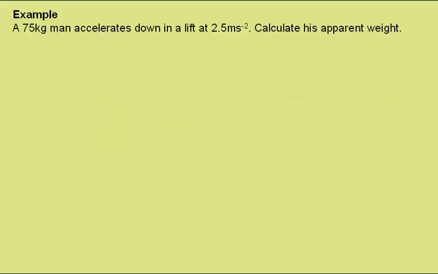Let's look at an example. A 75 kilogram man accelerates down in a lift at 2.5 meters per second squared. Calculate his apparent weight. Well, now reaction force, or apparent weight, is equal to m(g minus a), which is his mass 75 kilograms, gravitational field strength, and the acceleration, giving a reaction force, or apparent weight, of 548 newtons.